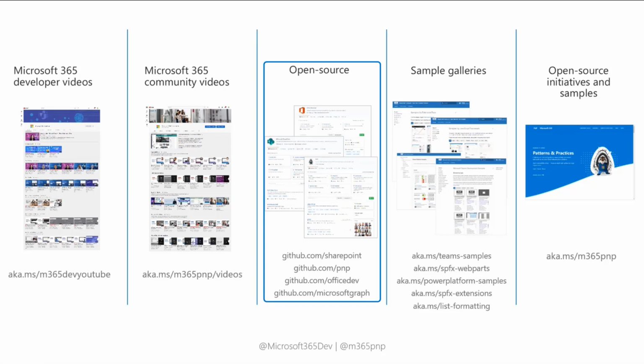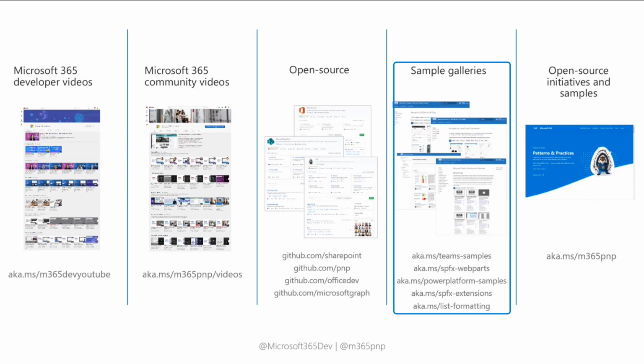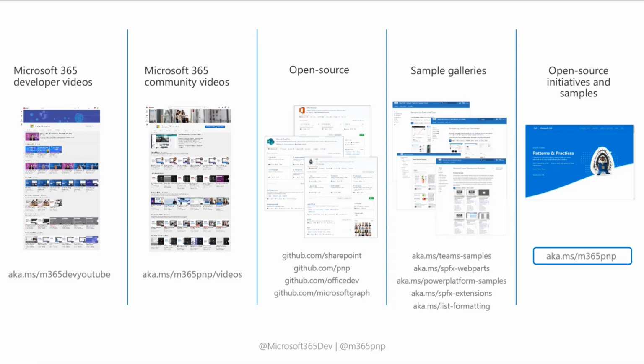We have a number of open source initiatives around SharePoint, Office Dev, Microsoft Graph, PnP. We have so many sample galleries. We're almost up to over 1,000, in fact, including team samples, web parts, Power Platform samples, extensions, list formatting, ACEs, script samples, so many. You may say that is a lot of links to keep track of, David. But don't worry, there's only one that you have to remember, aka.ms/M365PnP, which will give you access to all of these amazing resources.